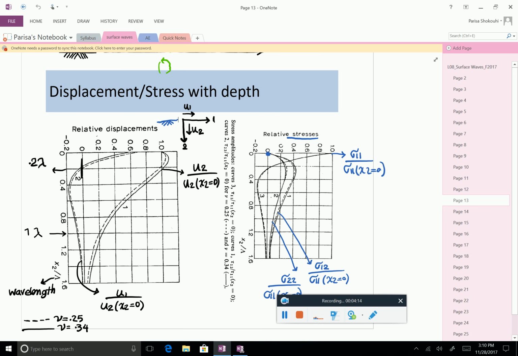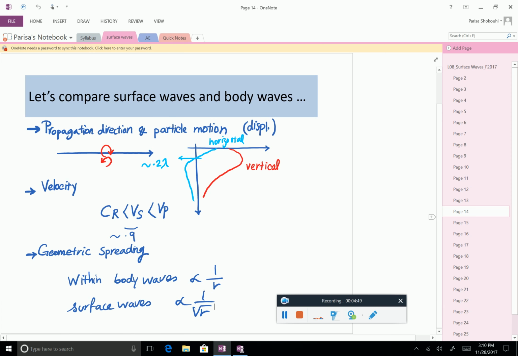So surface waves don't travel only on the surface. They actually travel within about a wavelength, 1.5 wavelengths, into the material. But then they diminish very fast. And what else we see here is that on the surface, the out of plane component is larger. So this turns out to be a very important property of surface waves that people have used to develop applications. Let's go back here.